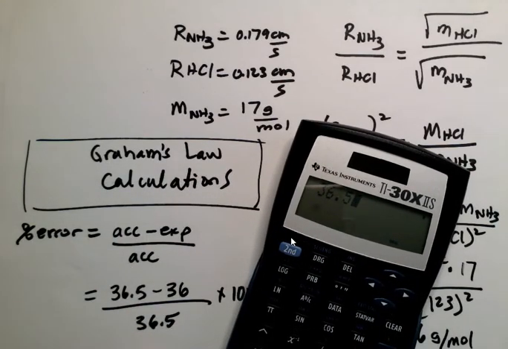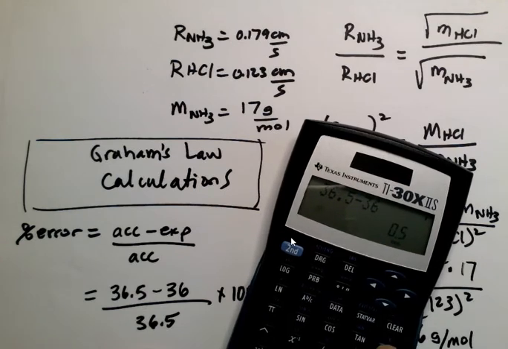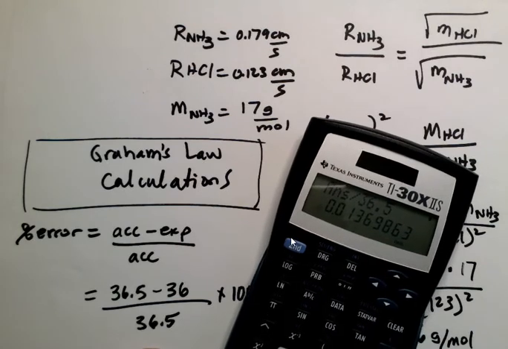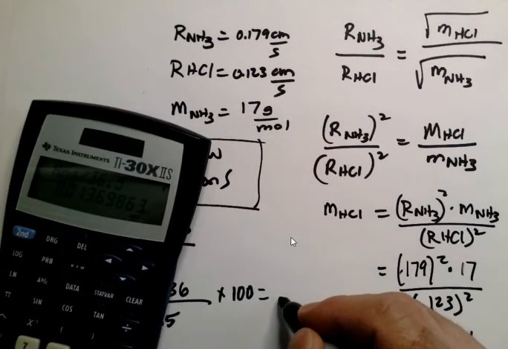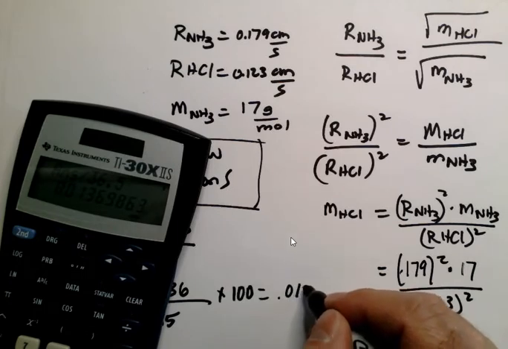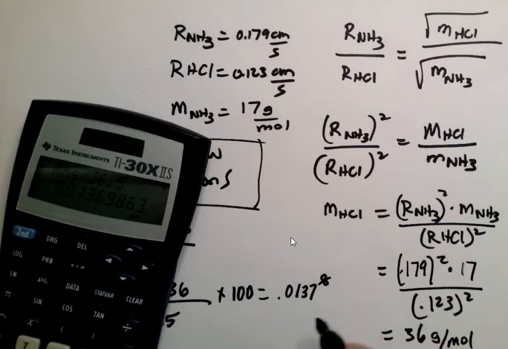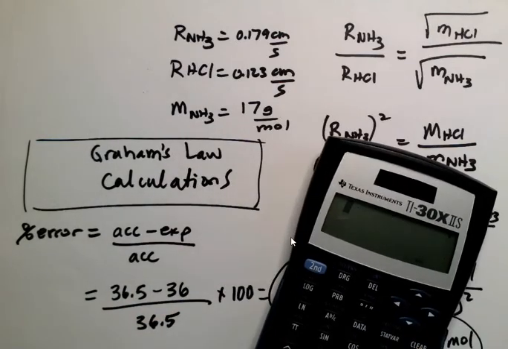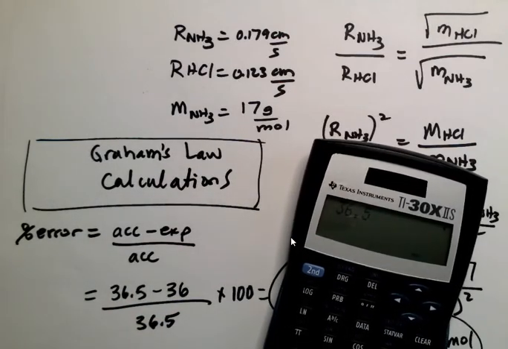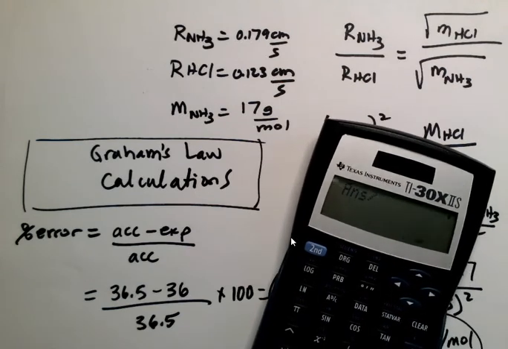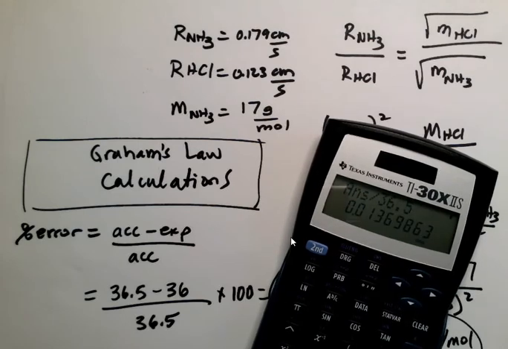36.5 minus 36, enter, divided by 36.5, and I got 0.0137% error. Is that true? That seems too good to be true, doesn't it? 36.5 minus 36 divided by 36.5, enter, times 100. There we go.